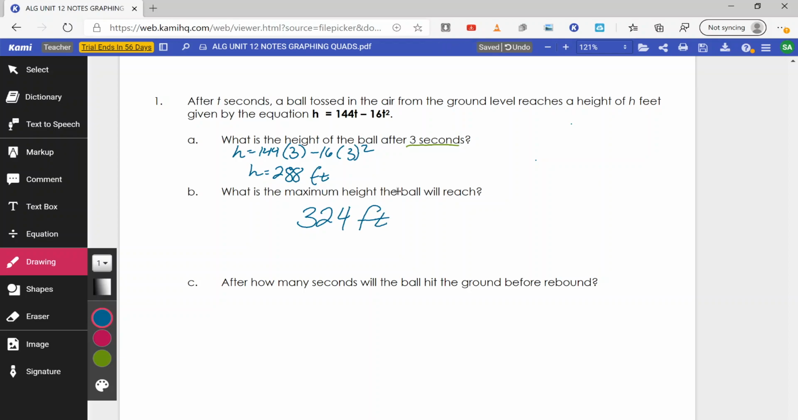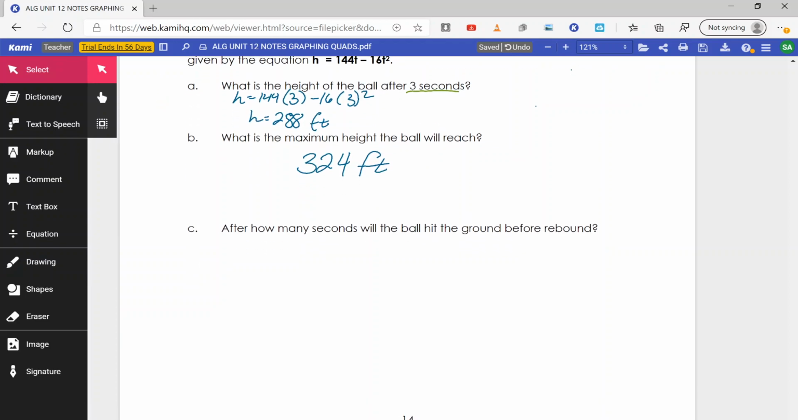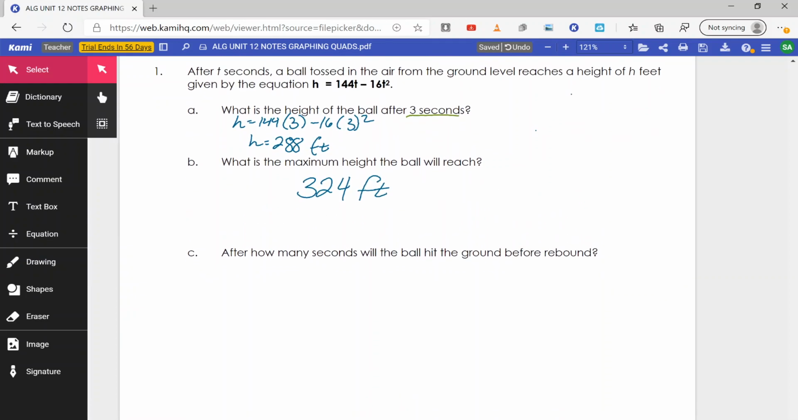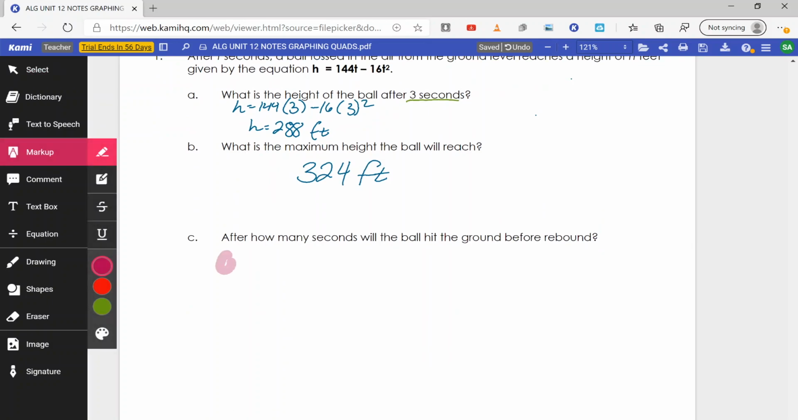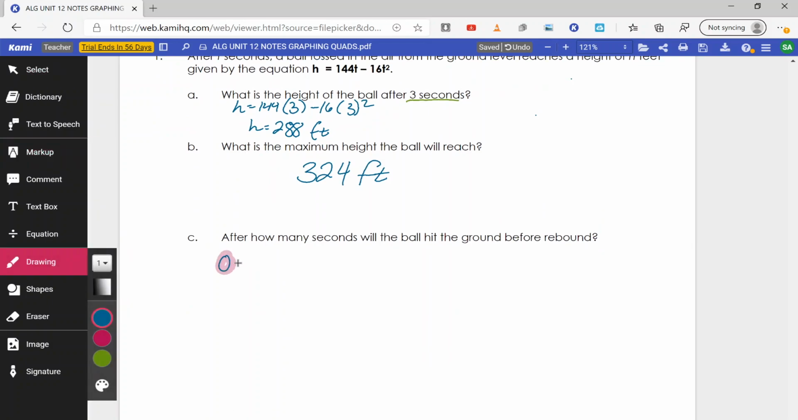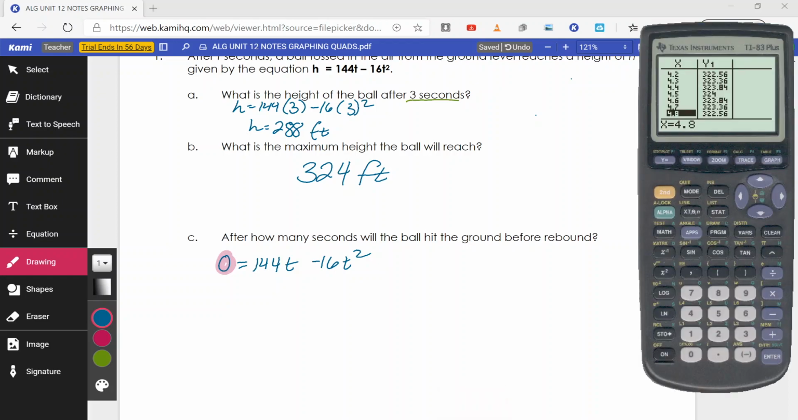And then letter C is asking, after how many seconds will the ball hit the ground before rebounding? So we know that the ground is 0. So all we're going to do is make sure our equation is set equal to 0. 144t minus 16t squared. So just like before with any other equation, first thing we look for is the greatest common factor between our items.